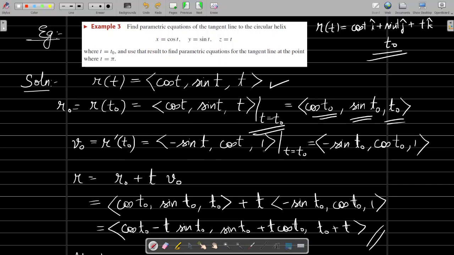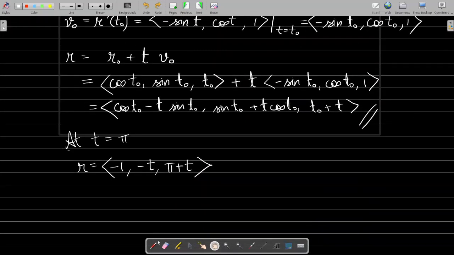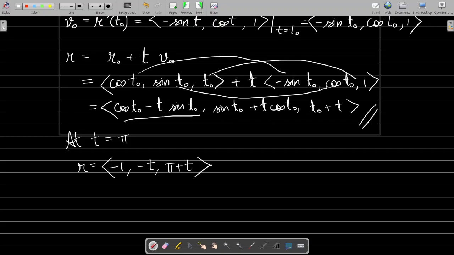Now you just substitute all of these quantities in the given equation, r naught plus t times v naught. So that will be equal to cos t naught, sin t naught, t naught, that is the value of r naught, plus t times minus sin t naught i plus cos t naught j plus 1 times k, that is the value of v naught. Now we can take the sum of the individual components and write it here. So cos t naught minus t times sin t naught is the first component. Then sin t naught plus t times cos t naught is the second component. Then t naught plus t times 1, that is t naught plus t, is the third component. This is the general equation of the tangent at the given point t naught.